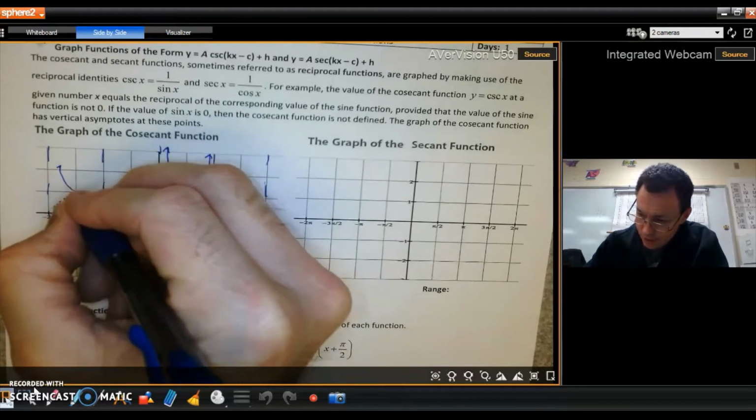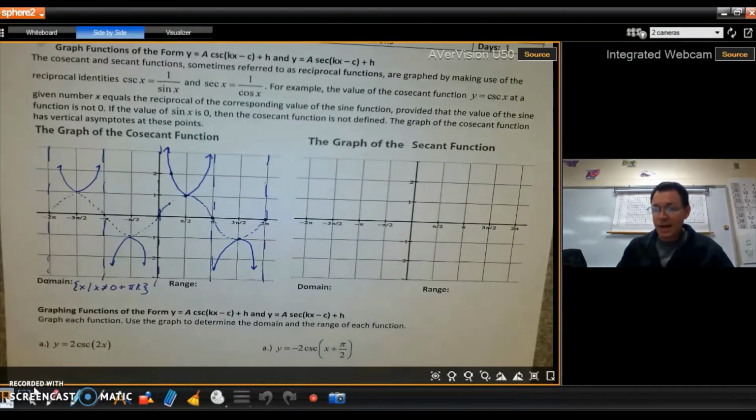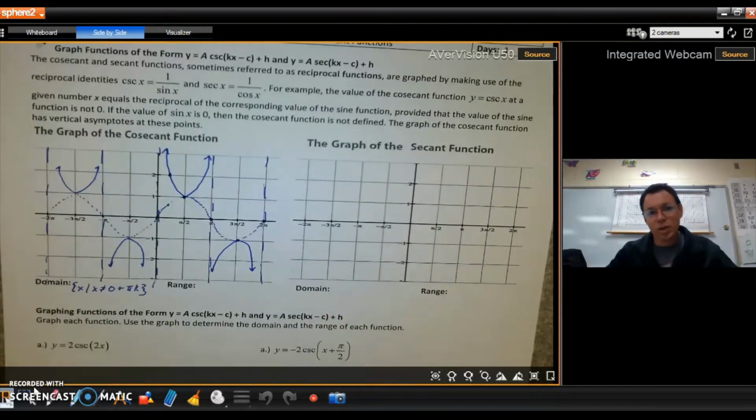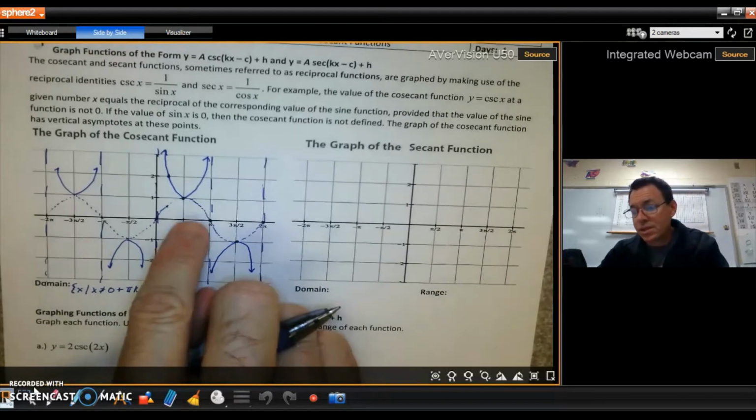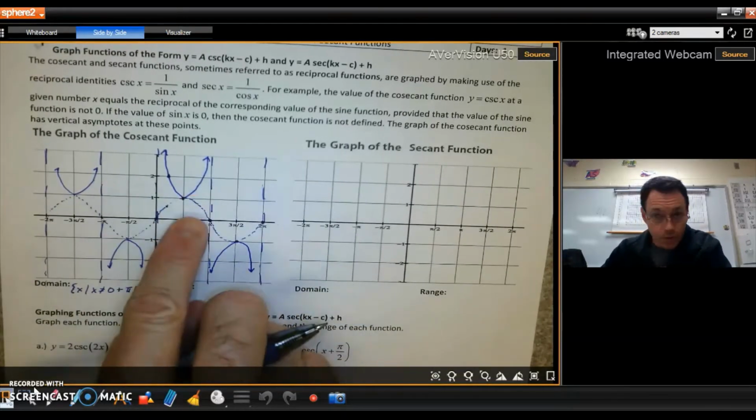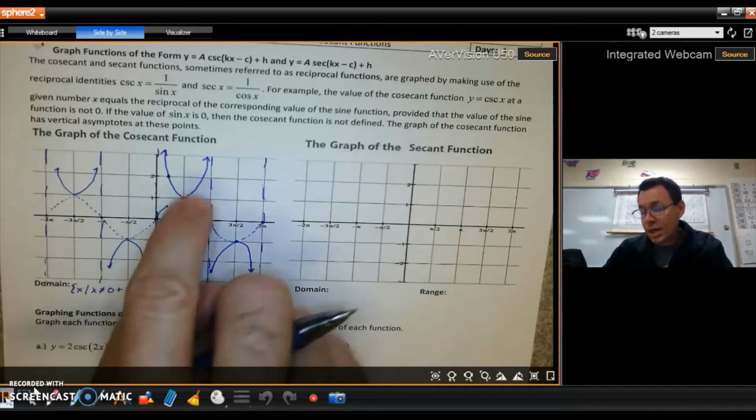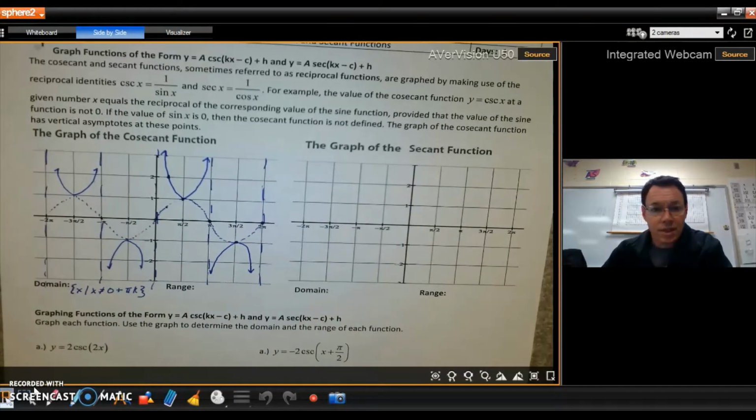Same thing here. That is a cosecant graph. The solid little parabola looking things you're seeing, that's the graph of the cosecant function. So we're going to use the sine function to graph, because we already know how to do this, and we're going to use that to graph the cosecant function.